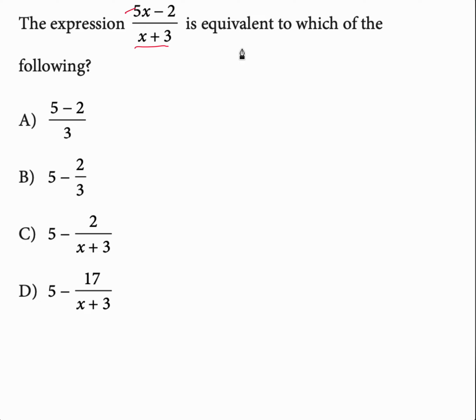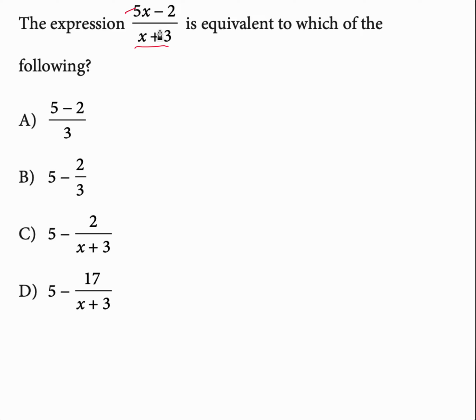The numerator has 5x, which is 5 times the x in the denominator, right? That's the key. Then you have a constant. Here you have a negative 2, but at the bottom you have a 3. So the negative 2 is not 5 times the positive 3. How do we break the negative 2 into two numbers so that we have a number that's 5 times the 3 at the bottom?